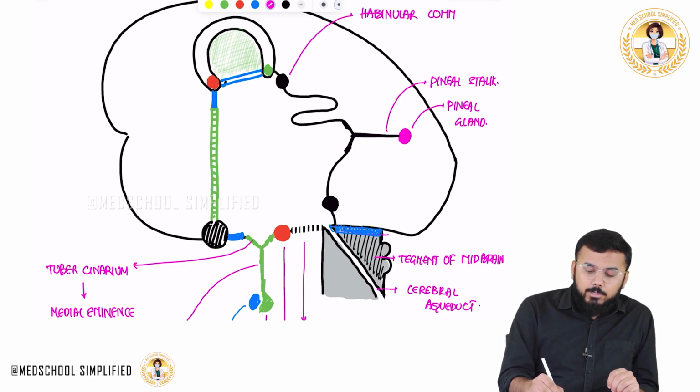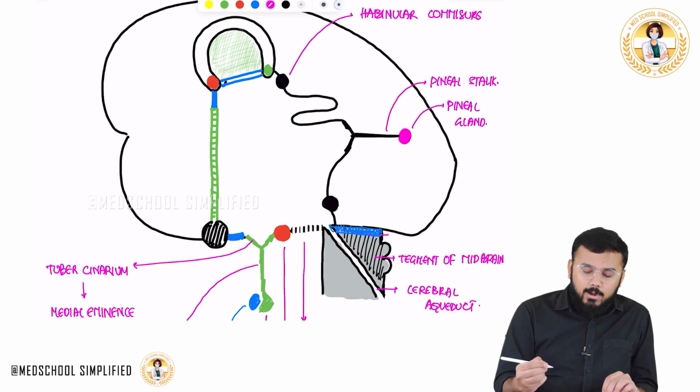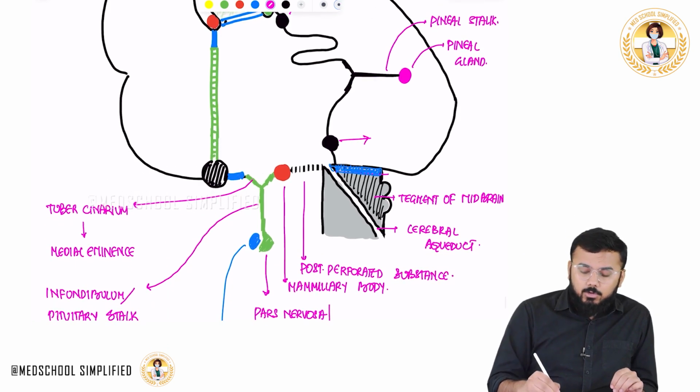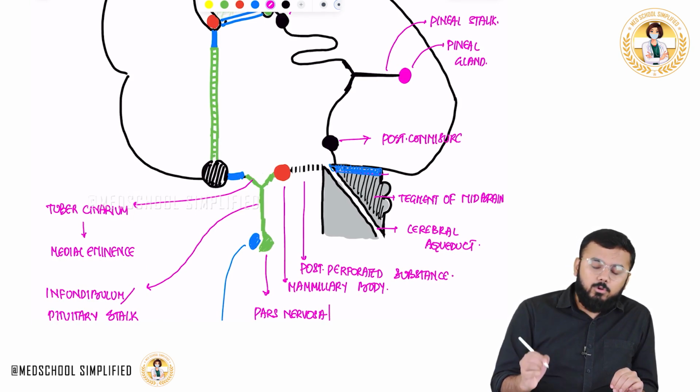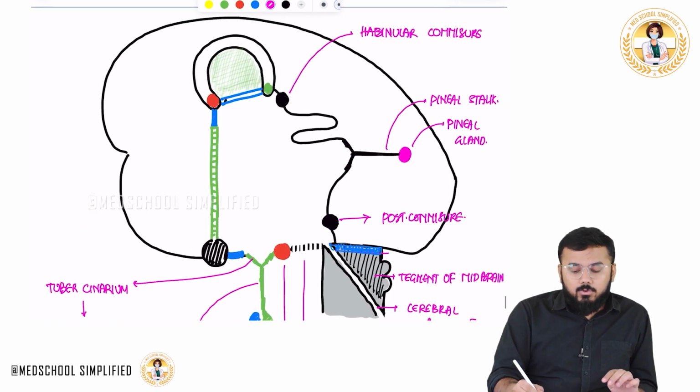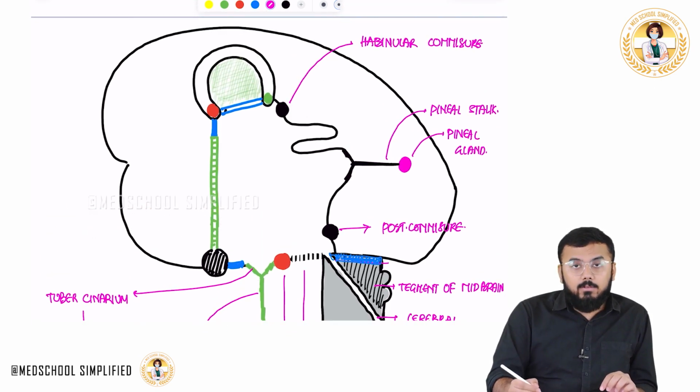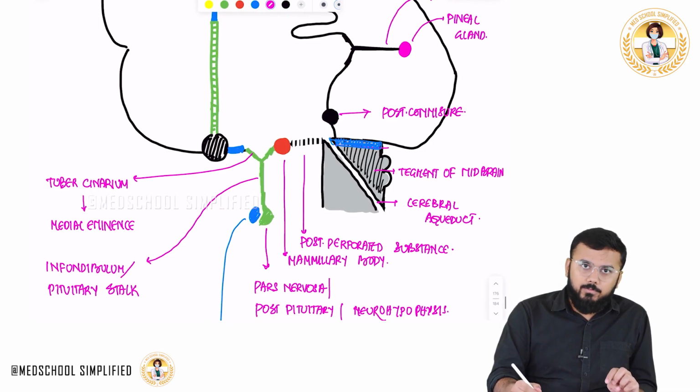Habenular commissure. After that, this particular structure over here is called your posterior commissure. So how many commissures do we have? We have two important commissures. One is called the habenular commissure, another one is called the posterior commissure.